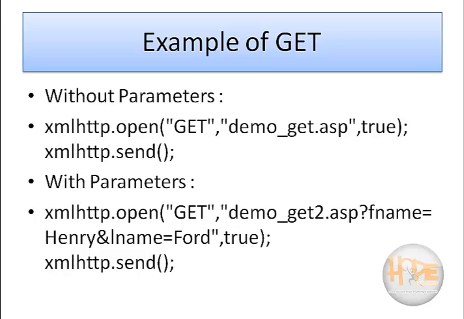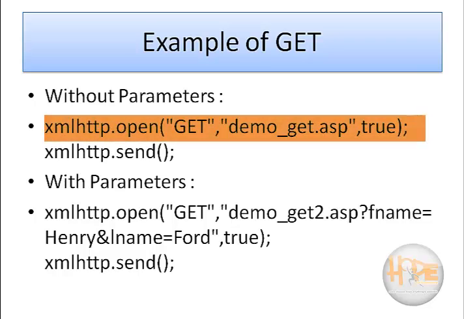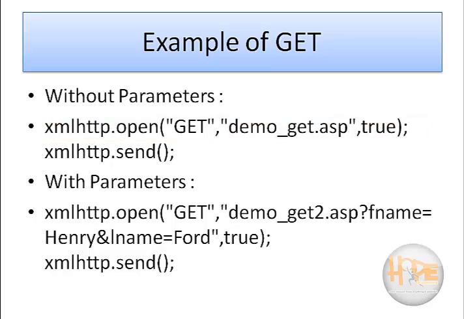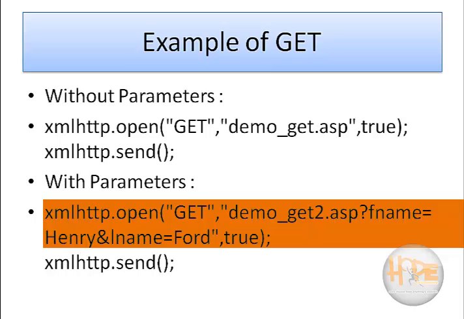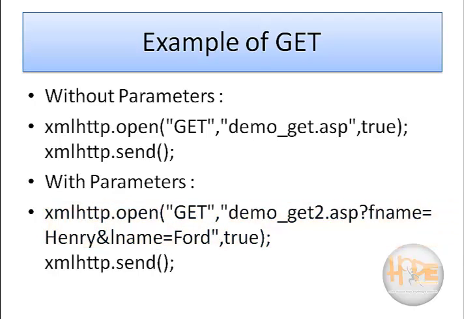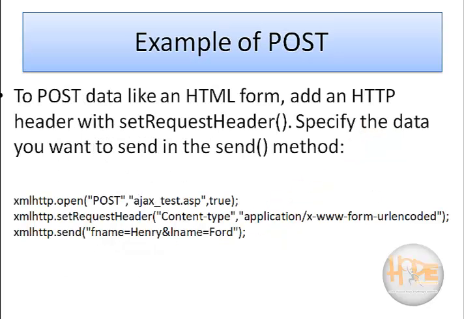So this is the example of a GET method without a parameter. We are simply offering the URL and then sending it. While in the case of the script accepting parameters, we use a question mark for concatenation and then use an ampersand for multiple parameters and then send it off to the server. You might notice that in both cases, the third parameter is always set to true.